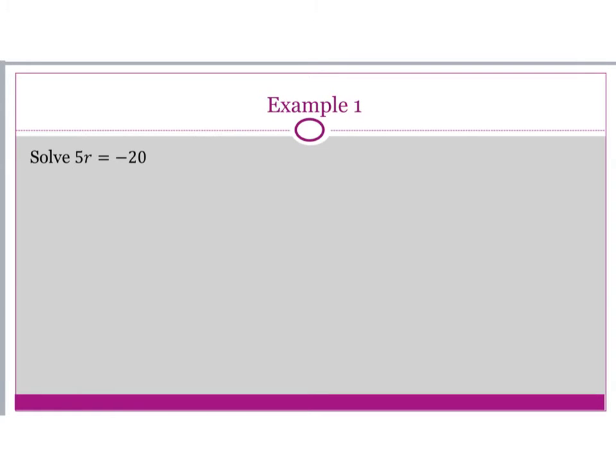So for example 1, it says to solve 5r equals negative 20. So ultimately what we have is 5 times r equals negative 20. We do see this word solve, and remember, the word solve means to get the variable by itself. So right now I want to get r by itself. The thing that's keeping r from being by itself is the fact that it's being multiplied by the number 5. So to undo the multiplication of 5, I'm going to divide both sides by 5.